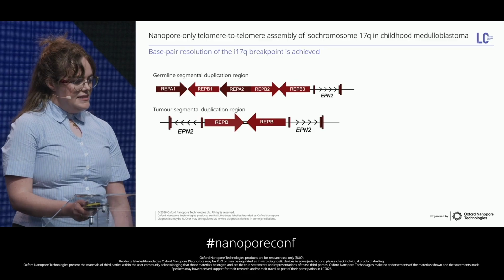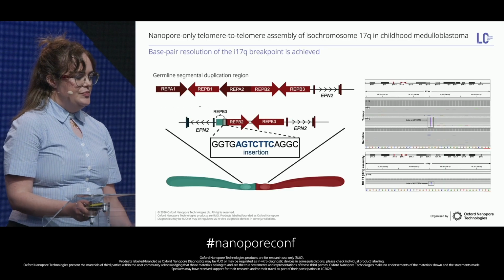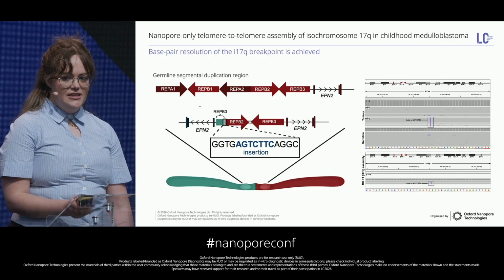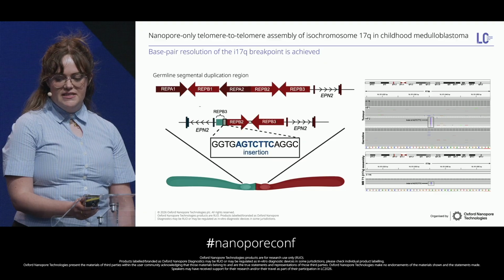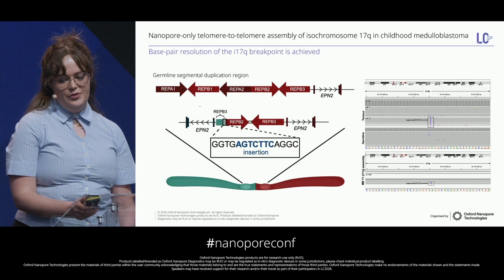When we look at this in base pair resolution, the only difference we see within this palindrome is a short 7 base pair insertion on one half of it. This insertion was not present in any of the germline sequencing reads, and therefore could be the point at which a double-strand break and repair has occurred.